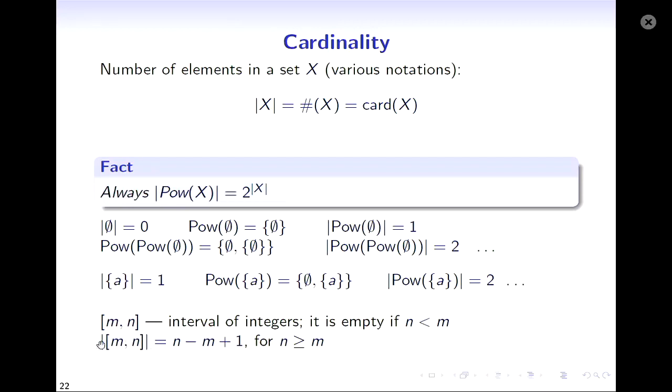The number of elements in an interval will always be the difference between n and m plus 1. I just gave you an example. 5 to 15 would contain exactly 11 elements because you have to count both 5 and 15.